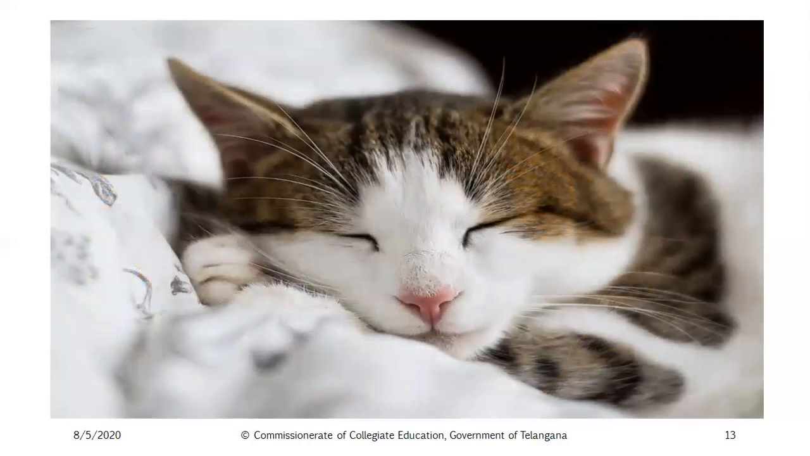Now let's look at another picture. Here we find a cat. What's the cat doing? The cat is sleeping. Sleeping what? You don't get any answer. Here, sleeping is an intransitive verb because it doesn't need any object. The cat is sleeping. Here, sleeping is an intransitive verb.